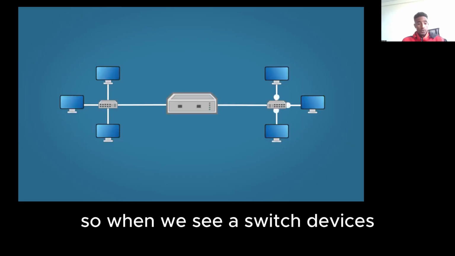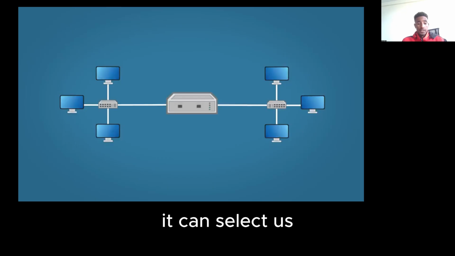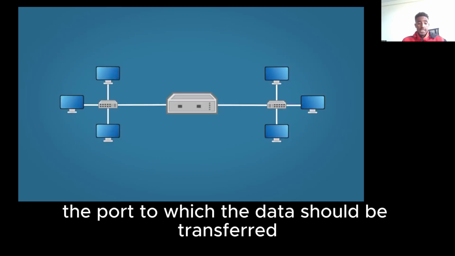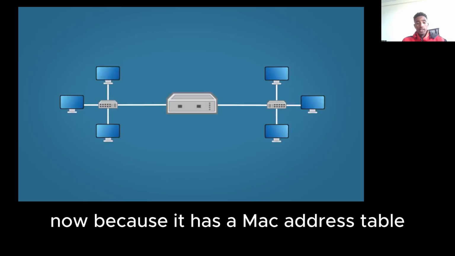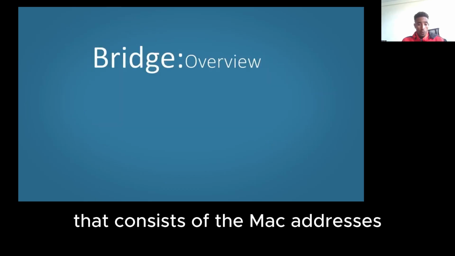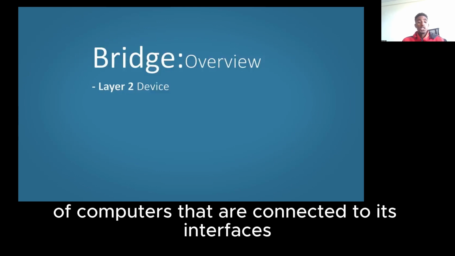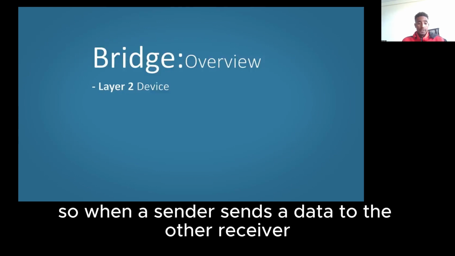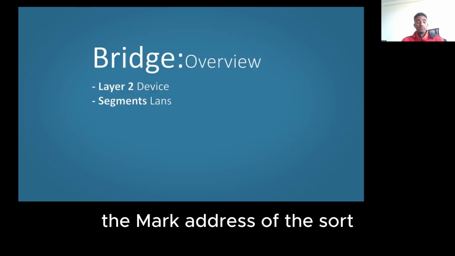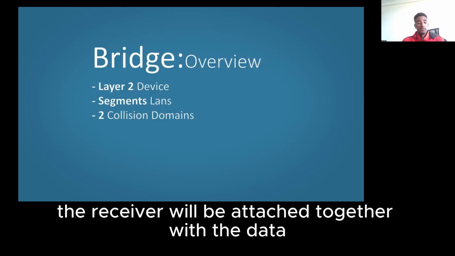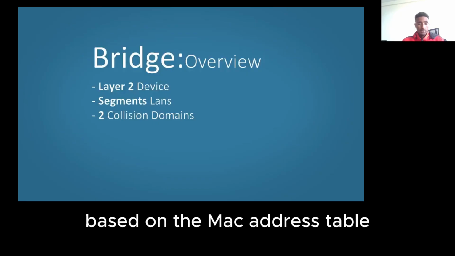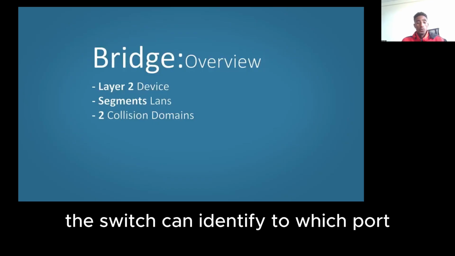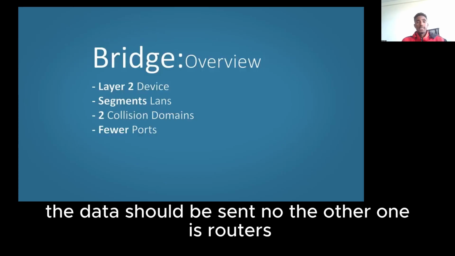So when we see a switch device, it can select the port to which the data should be transferred because it has a MAC address table that consists of the MAC addresses of computers that are connected to its interfaces. So when a sender sends data to a receiver, the MAC address of the receiver is attached together with the data. Based on the MAC address table, the switch can identify to which port the data should be sent.